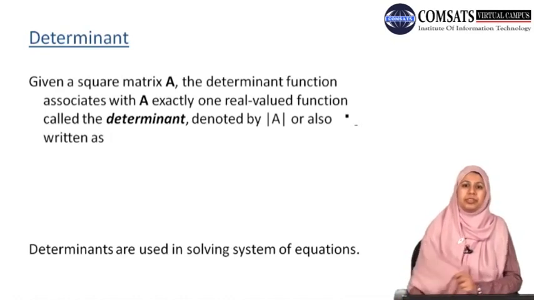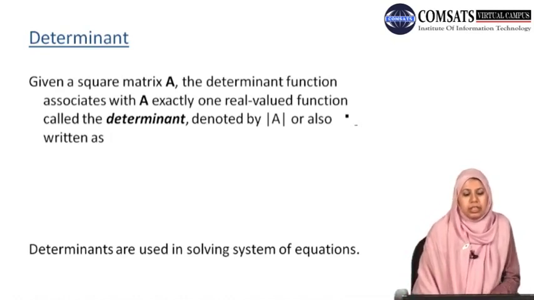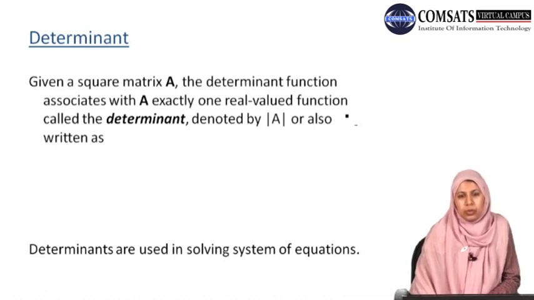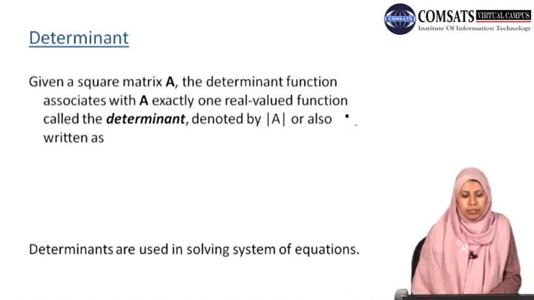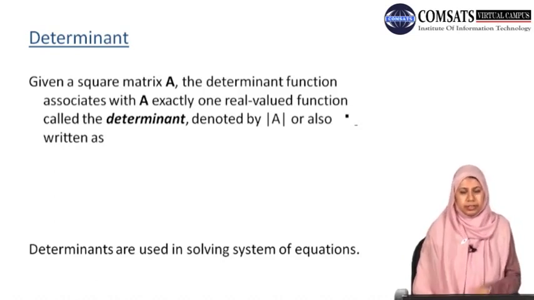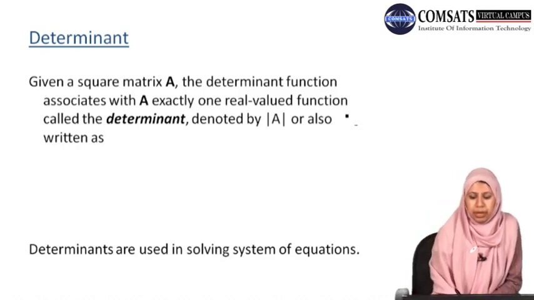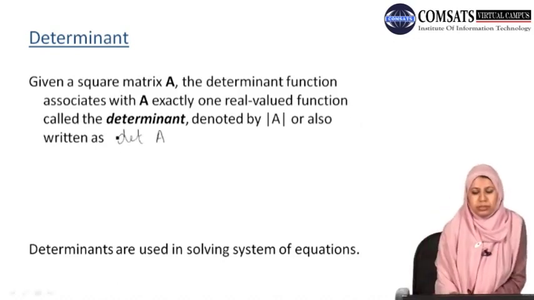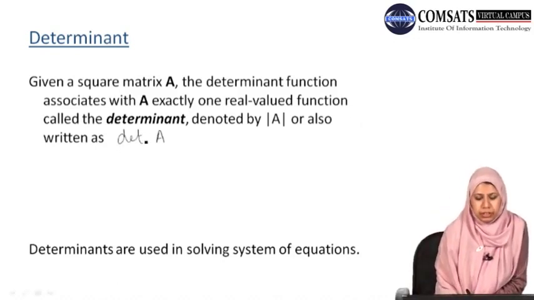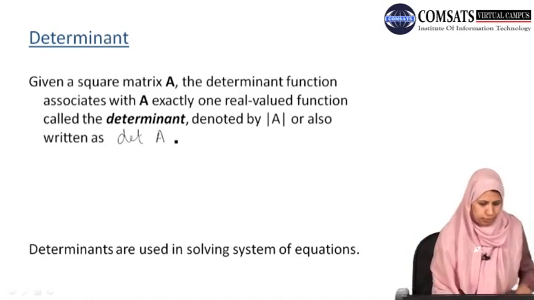So we start with our definition of determinant. Determinants are only obtained when the matrices are square matrices, that is, when the number of rows is the same as the number of columns. So if we are given a square matrix A, then the determinant function associates with the matrix A exactly one real valued number called the determinant, and it is denoted by vertical bars: det, the abbreviation of determinant, and the name of the matrix A.